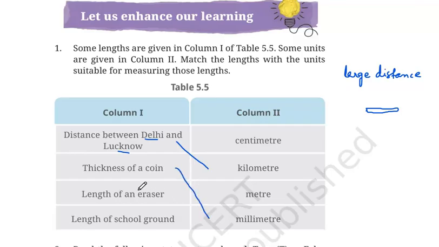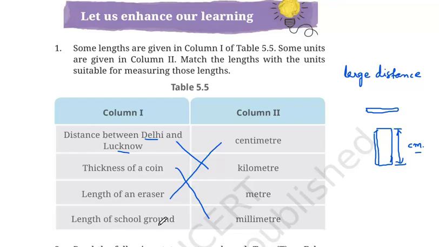All right. Same way, length of an eraser. So how does an eraser look? Somewhat like this. This is a one-dimensional view of an eraser. Like this you can see. So if you want to measure the length of an eraser, you can easily use a scale which is there in your pencil box, and the markings on the scale are given in centimeter. All right. So the length of an eraser can be measured using the unit centimeter.